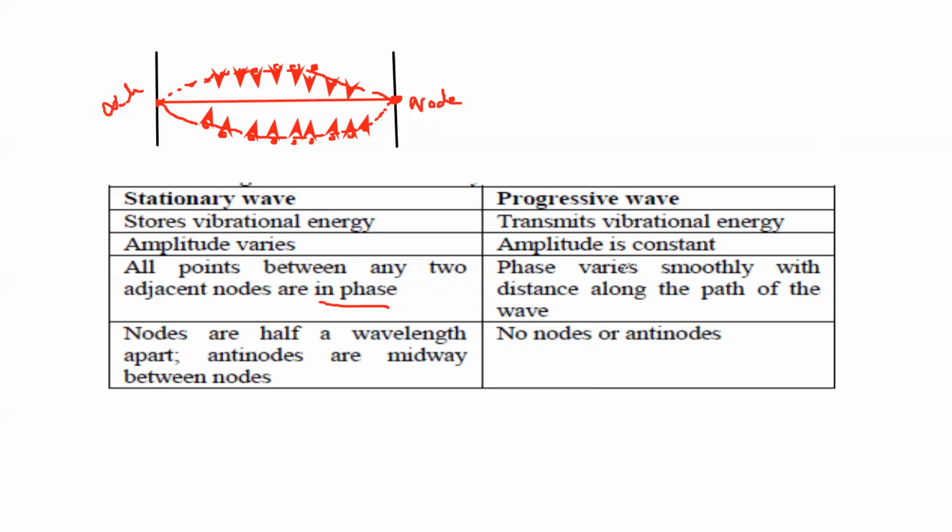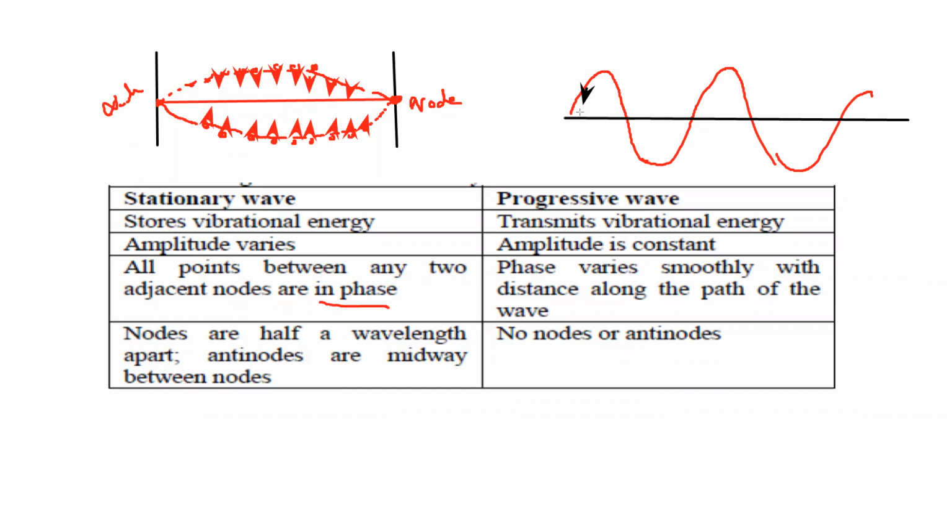But for a progressive wave, the phase varies smoothly with the distance. What does it mean? For example, if this is a progressive wave, a wave that is traveling, how will the particle tend to move?